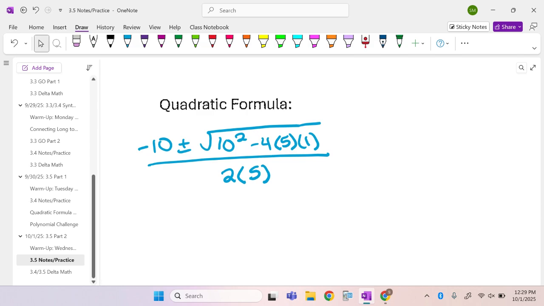So Frederick, pick someone to tell me how to simplify. Tyree. All right, so Tyree, if I do right here, what's 10 squared? 100. All right, what's 4 times 5? Well, that would be -20. Okay, times 1, -20. What's 100 minus 20? 80. So this would be -10 plus or minus square root of 80.